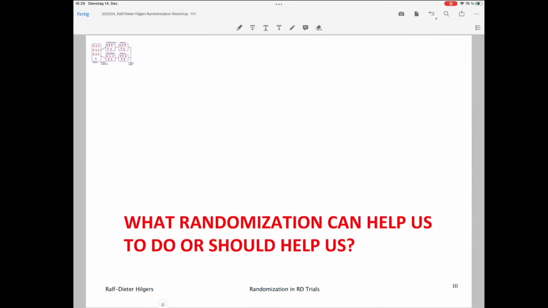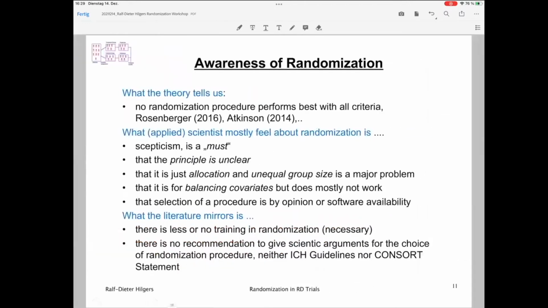So what randomization can help us to do is my next question. I start with my very personal impression. What theory tells us is that no randomization procedure performs best with all criteria. I will show you some examples of that. That's also stated in the book of Bill Rosenberger in 2016 and in articles of Anthony Atkinson, who elaborated that very intensively.